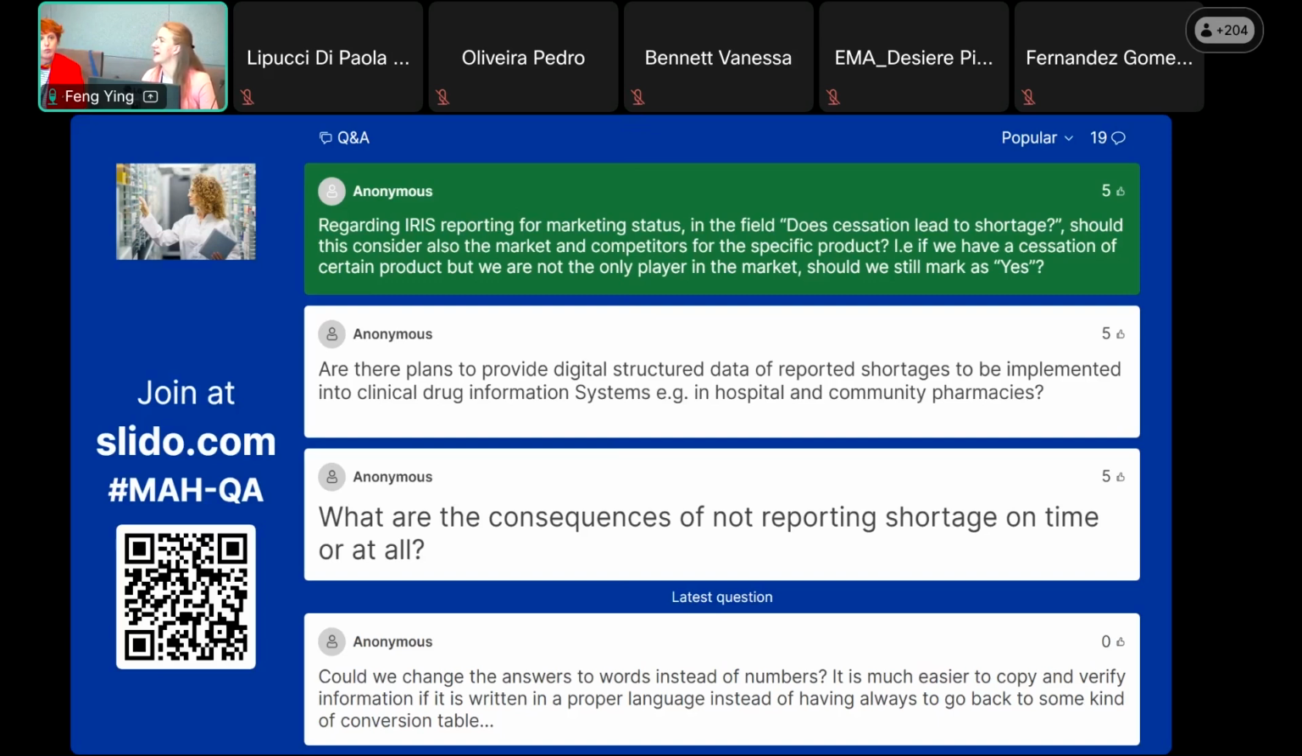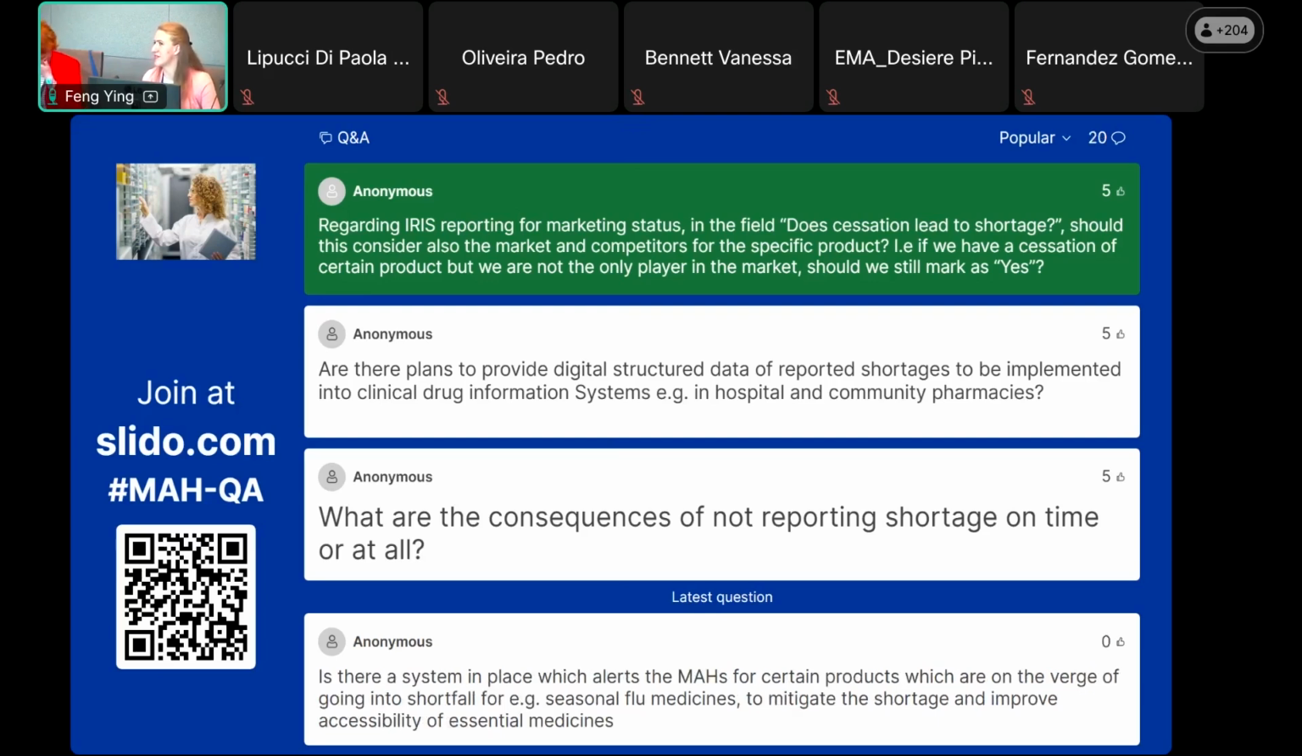and maybe prevent shortages or mitigate shortages, the impact of the shortage for patients as well. So indeed, then indicate it as yes if you foresee that there should be no gap in the market because there was very low sales or no sales at all of the product. Then indicate as a no because you don't expect there to be a gap in the market. Thank you for this question as well.